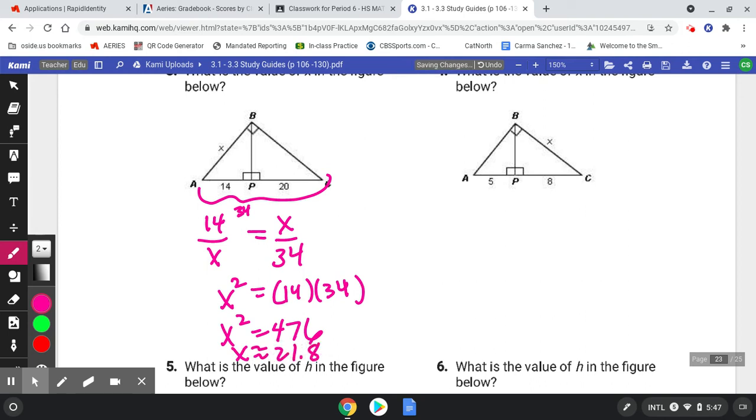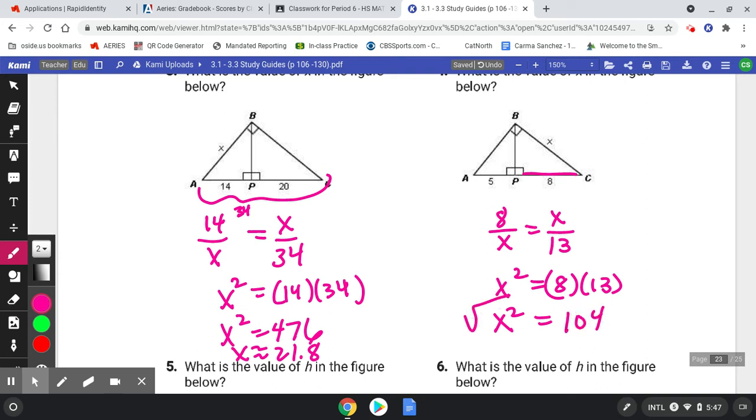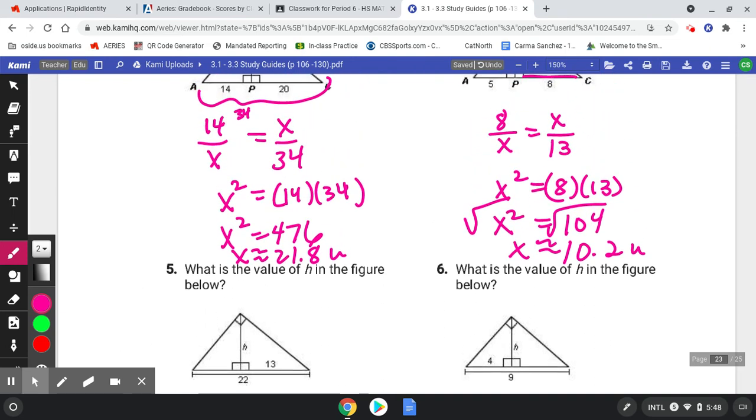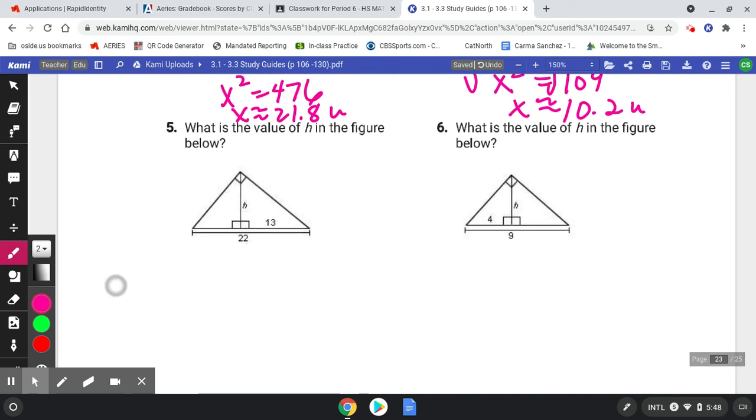Okay, going over to this next one, we could say 8 is to x as x is to 13. x squared equals 8 times 13. Again, another big one I want to just do on my phone calculator. That's giving me 104. And then when we square root both sides, we're going to get that x is approximately 10.2, u for units. How'd you do? Why don't you pause the movie and try 5 and 6 on your own, see how you do.